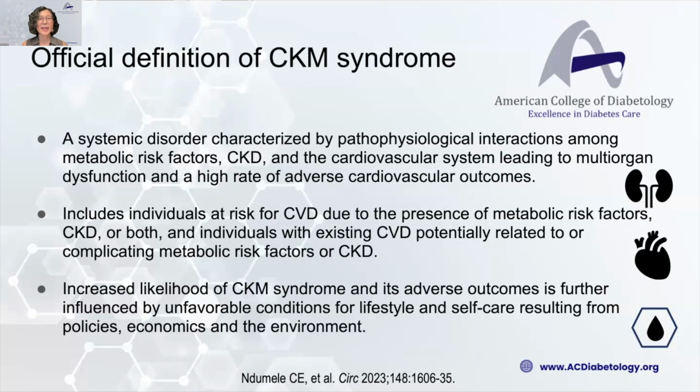Here's the official definition. It's a systemic disorder characterized by pathophysiological interactions among the metabolic risk factors, chronic kidney disease, and the cardiovascular system, leading to multi-organ dysfunction and a high rate of adverse cardiovascular outcomes. And it includes individuals who are at risk for CVD due to the presence of the metabolic risk factors, CKD, or both, and individuals with existing CVD, potentially related to or complicating the metabolic risk factors or CKD. So it's a really all-encompassing definition that includes any and all people who are at risk of or who have different elements of cardiovascular, kidney, and metabolic syndrome.